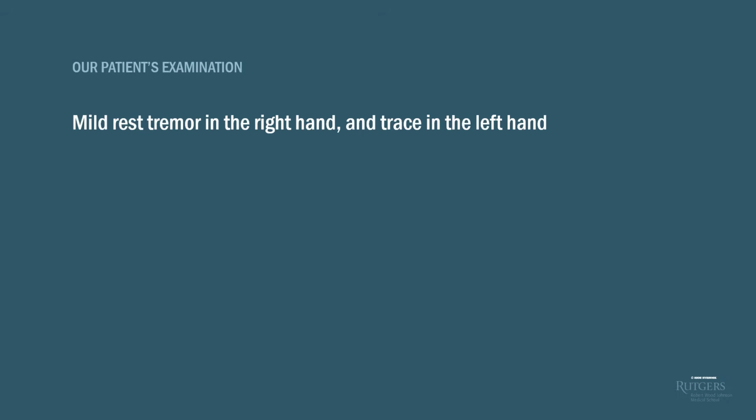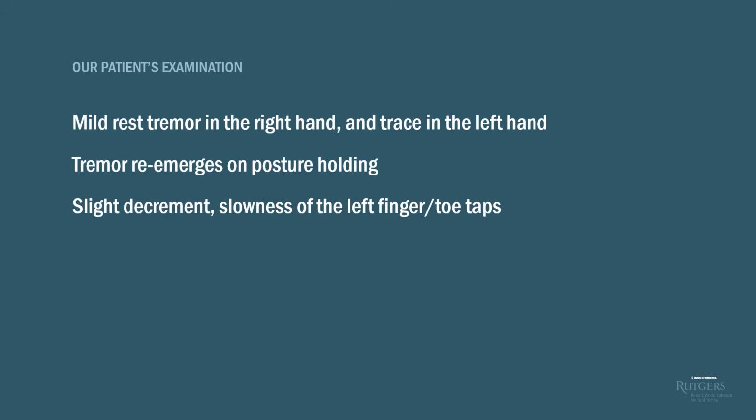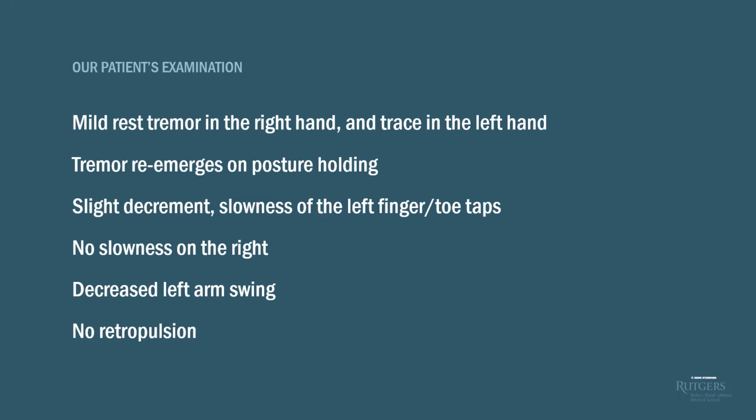Okay, let's get back to our patient. Observation at rest revealed a mild tremor of the right hand and a less noticeable tremor in the left hand. When holding posture, tremor seems to disappear for a moment, but then reemerges. Rapid alternating movement testing showed a slight decrement in slowness of the left finger and toe taps. There was no slowness on the right side. Gait was generally normal, except for the mildly decreased left arm swing. Pull test was normal. There was no retropulsion.